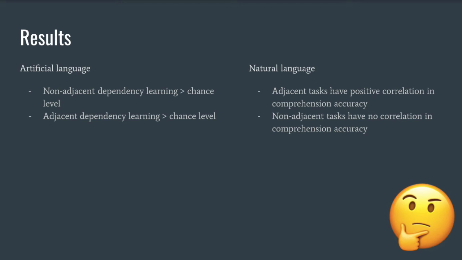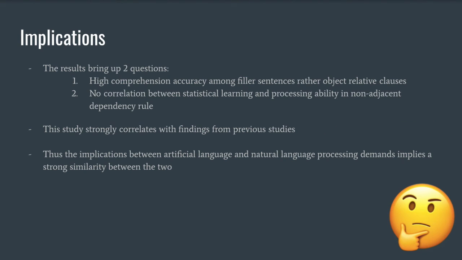The implications of this study are that though the results of this experiment are consistent with previous similar experiments, such as the Saffran experiment, this experiment presents two puzzling findings. Firstly, native English-speaking participants scored higher on comprehension accuracy for filler sentences compared to object relative clauses, which suggests that the participants were paying more attention to the experimental materials.